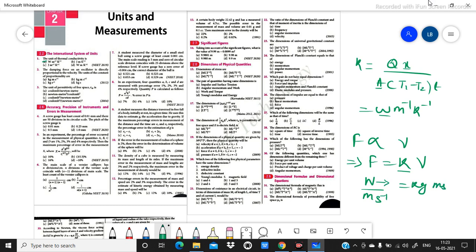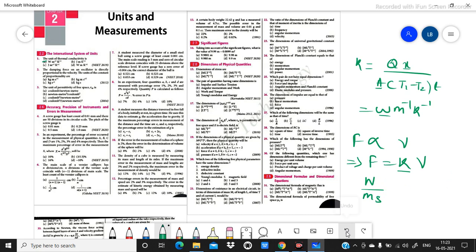So if I convert Newton into kg meter second minus 2, divided by meter second minus 1, the correct answer will be kg second inverse. So here the correct answer will be C, kg second inverse. These types of questions are very easy, where I will encounter only the units and dimensions.